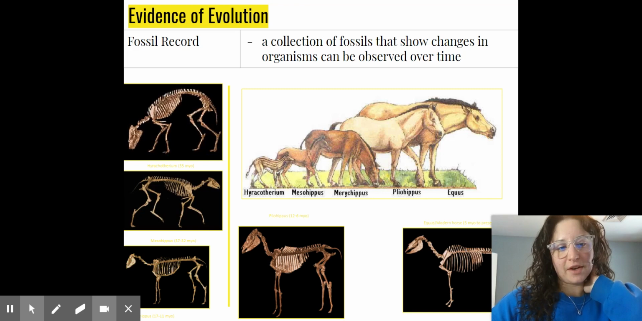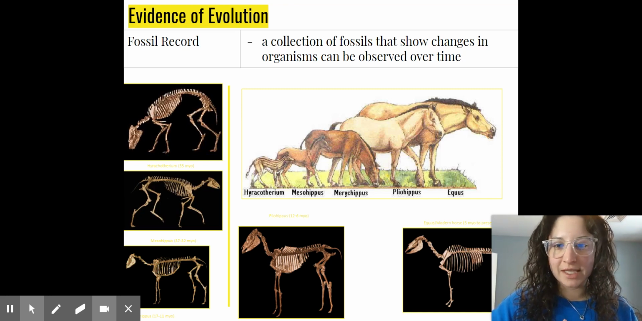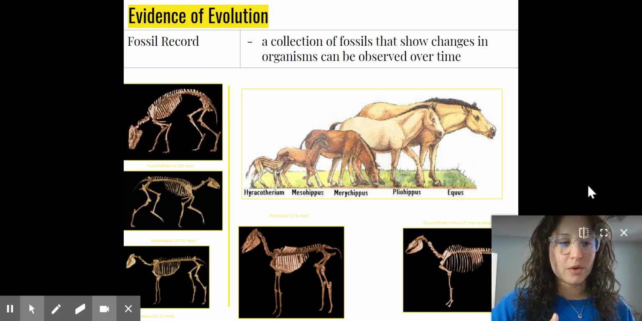So the first piece of evidence that we have to support the theory of evolution is the fossil record. If you don't know what a fossil is, it's basically when we dig up some bones, or an imprint on a rock or something, of a skeleton or of an organism. Based off of what we see for that skeleton or that imprint of the organism, we can tell some features. And so the fossil record is a collection of fossils that show changes in organisms that can be observed over time.